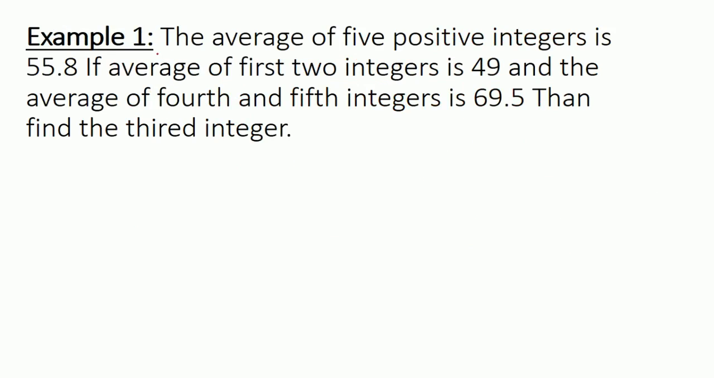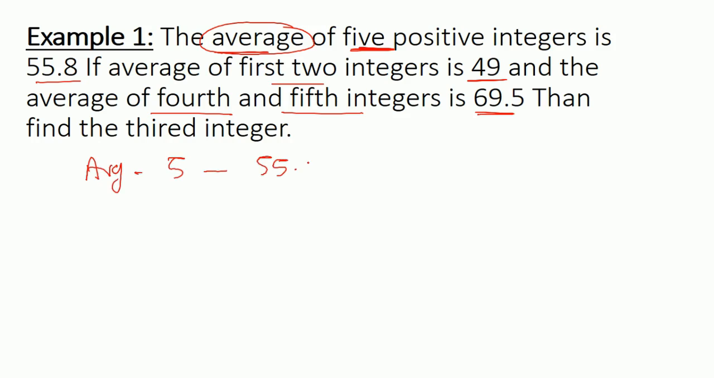Okay, let's say this example says the average of 5 positive integers is 55.8. If the average of the first two integers is 49 and the average of the fourth and fifth integers is 69.5, then find the third integer. Now it's telling you about average values, and whenever something gives the average and the number of items, you can easily calculate the sum, isn't it? So the average of 5 positive integers is 55.8, and from here you can calculate the sum.